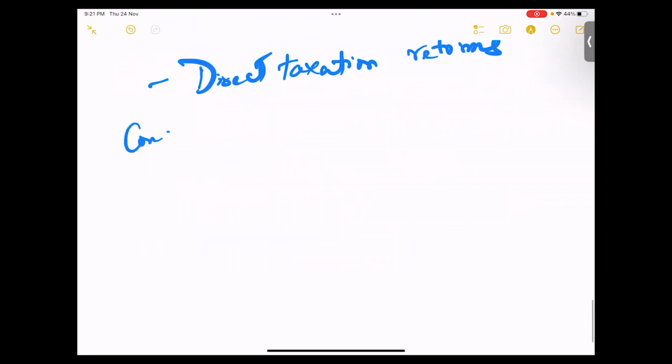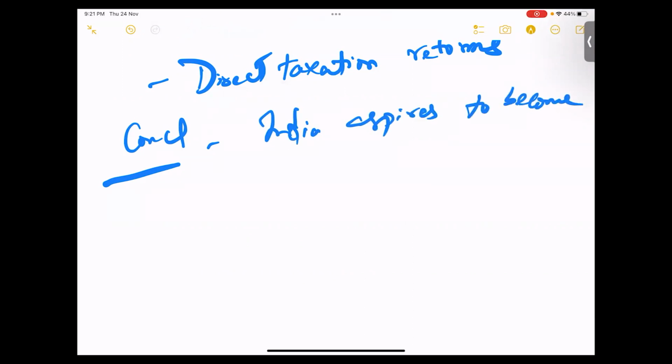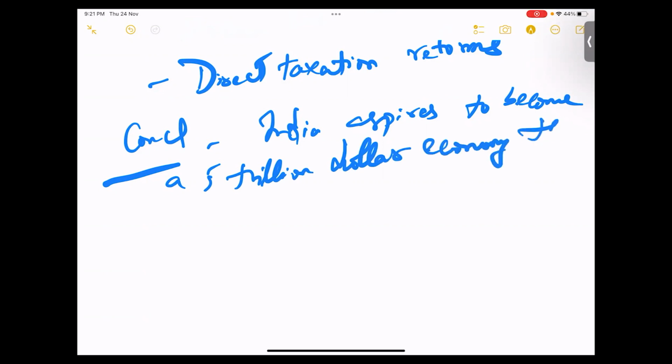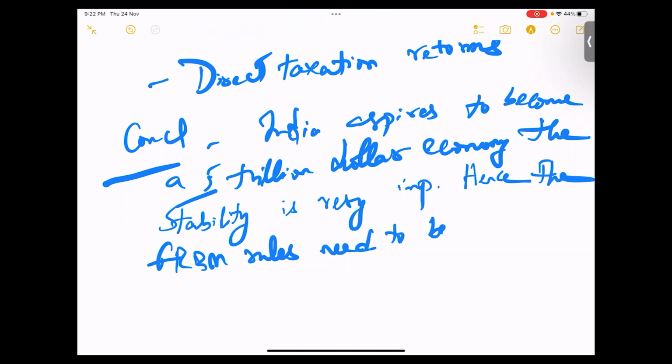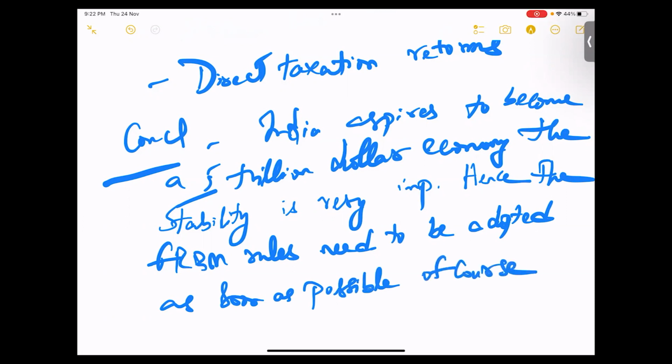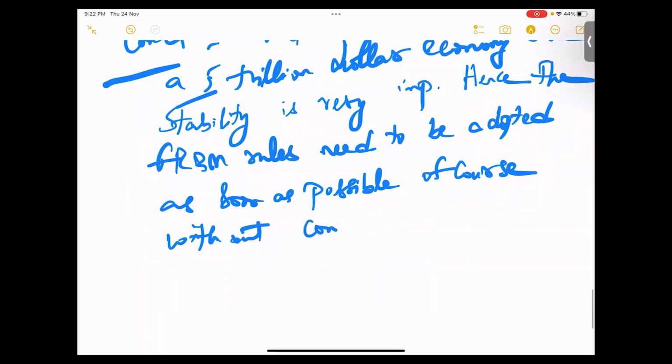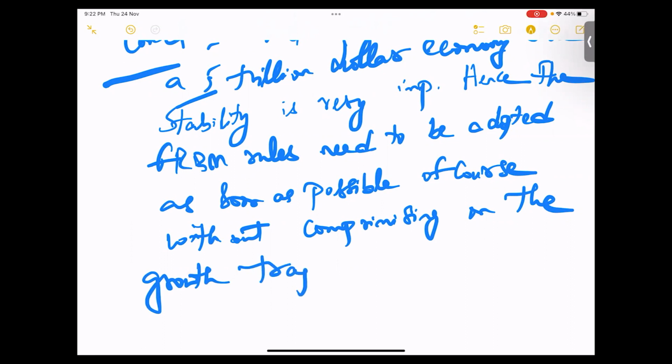And in the conclusion, as India aspires to become a $5 trillion economy, the stability is very important. Hence, the FRBM rules need to be adopted as soon as possible. Of course, without compromising on the growth trajectory. Clear?